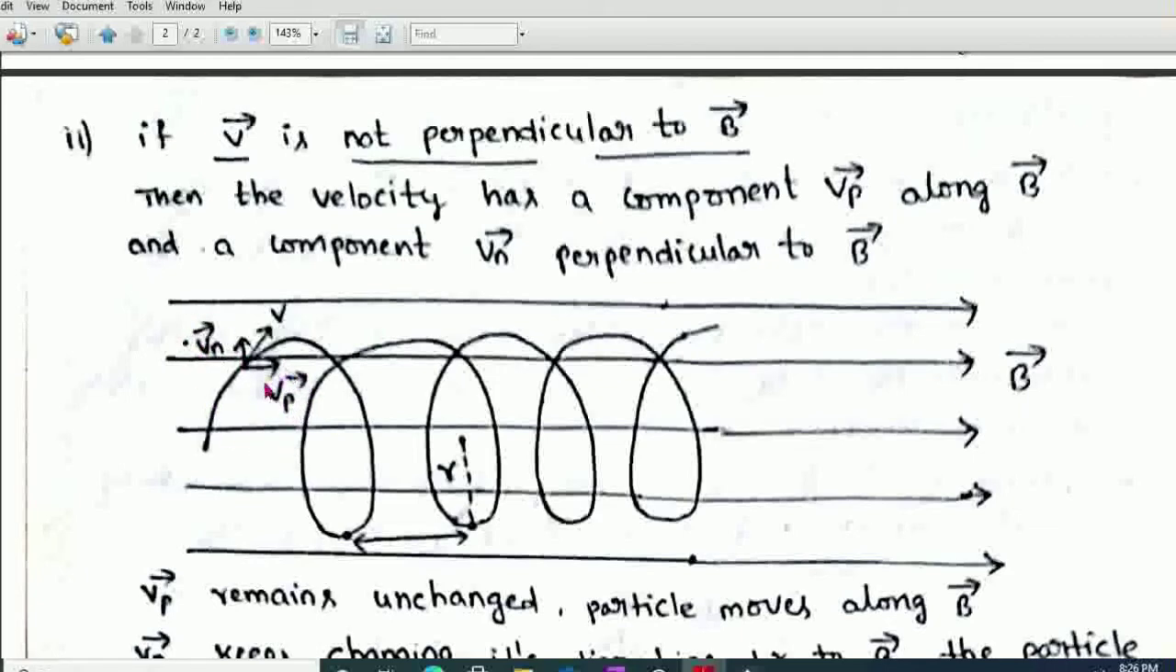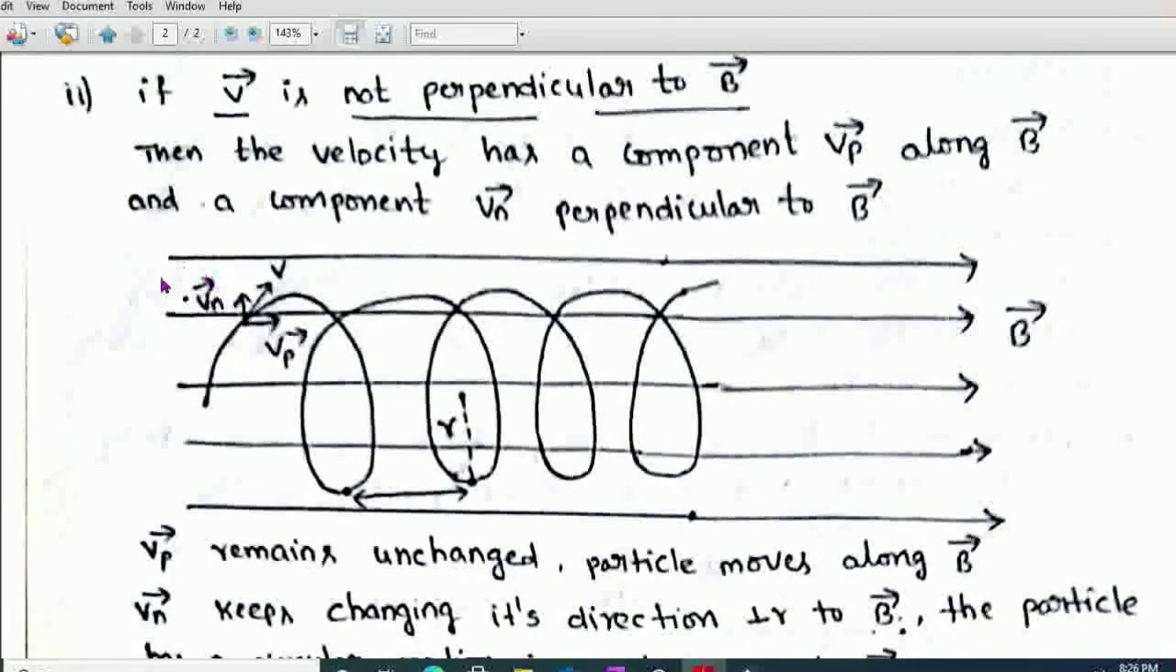Now Vp bar remains unchanged, because in the direction of magnetic field, the motion of the particle is unaffected. When the particle is moving in the direction of magnetic field, its motion is unaffected. It moves in the same direction only. So that means Vp bar remains unchanged. The particle moves along the B bar direction, the magnetic field direction.